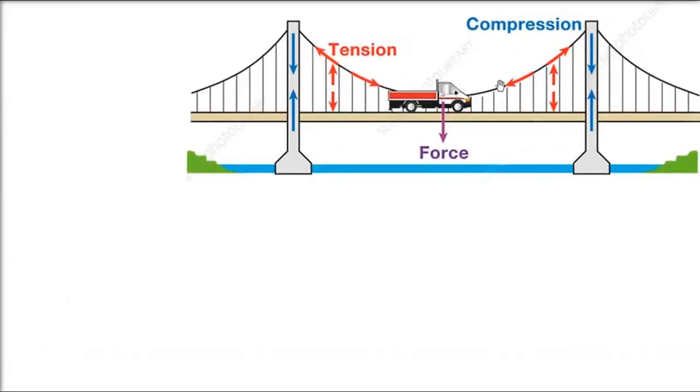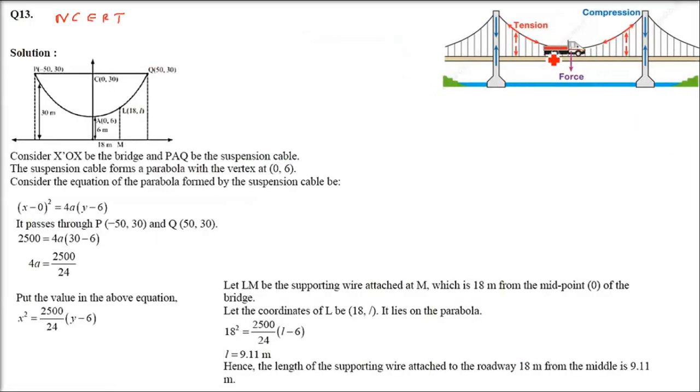So let me tell you the scenario here. So this is the parabola. You can see the shape. This is x square equals 4ay form. This will be x square equals minus 4ay. This will be y square equals 4x. This will be y square equals minus 4x. So this is x square equals 4ay.